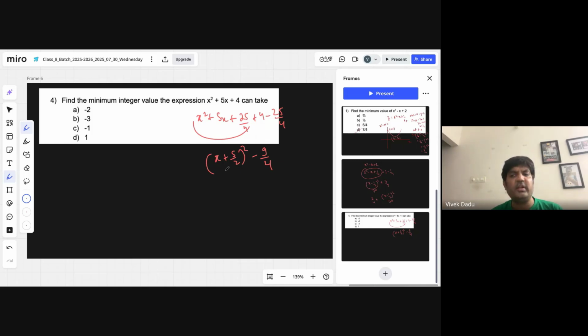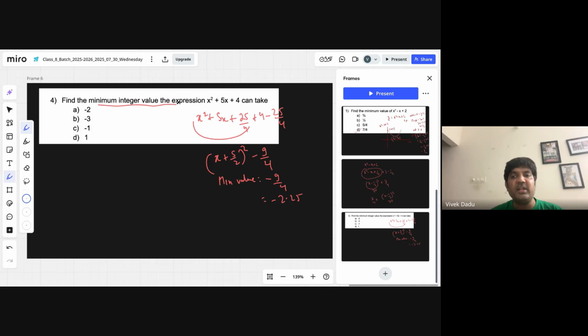No need, no need. But that will not give the minimum value. That will factorize it. But now, what is the minimum value? Min value is minus 9 by 4. It can't go lower than minus 9 by 4, but it can go above minus 9 by 4. Minus 9 by 4 is minus 2.25.